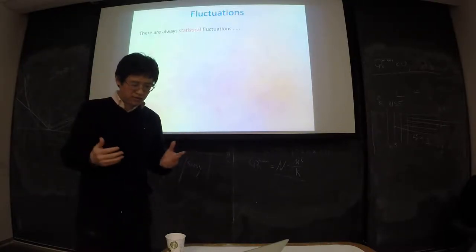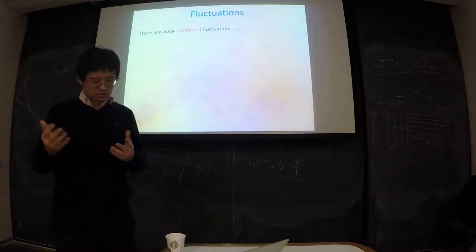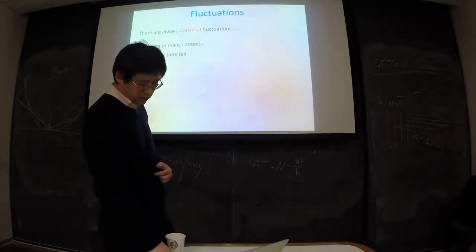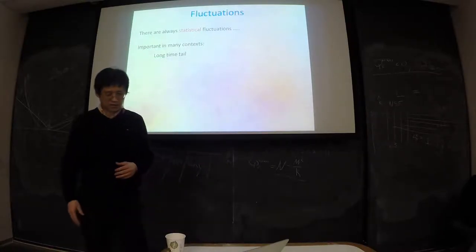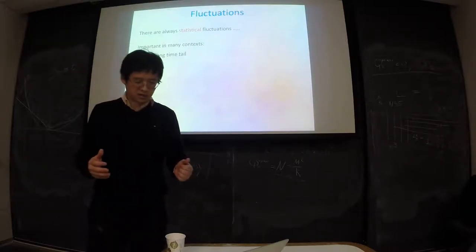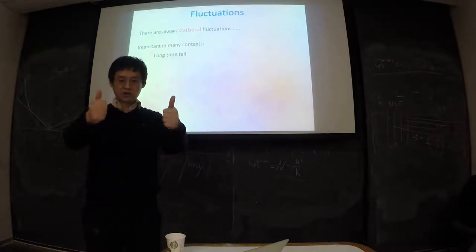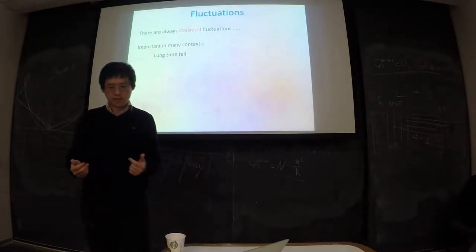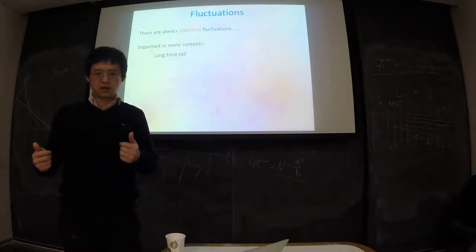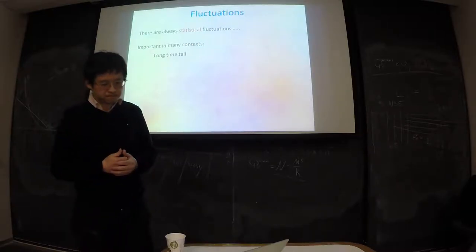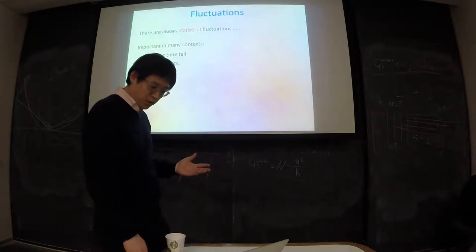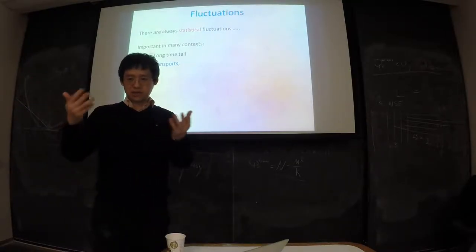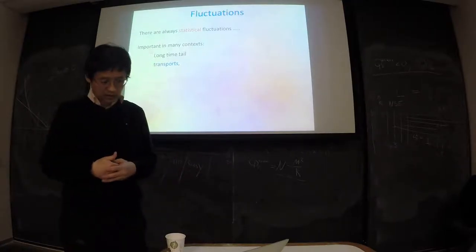These are the kind of things which, when you teach statistical physics, you often ask your students to forget. But they're actually very important, and they play an important role in many physical contexts. For example, people have discovered something called a long-time tail. If you look at, say, density-density correlation functions separated in time, hydrodynamics would predict that they should decay exponentially. But if you do a numerical experiment, you find they actually decay as a power law. And then people eventually realized that the power law is due to fluctuations. Also in transport, statistical fluctuations can affect viscosity, can affect conductivity, etc.